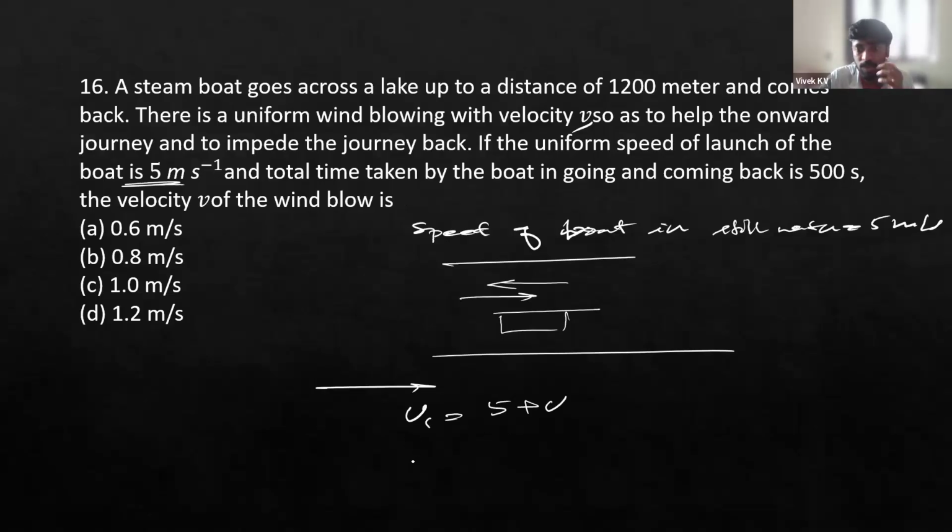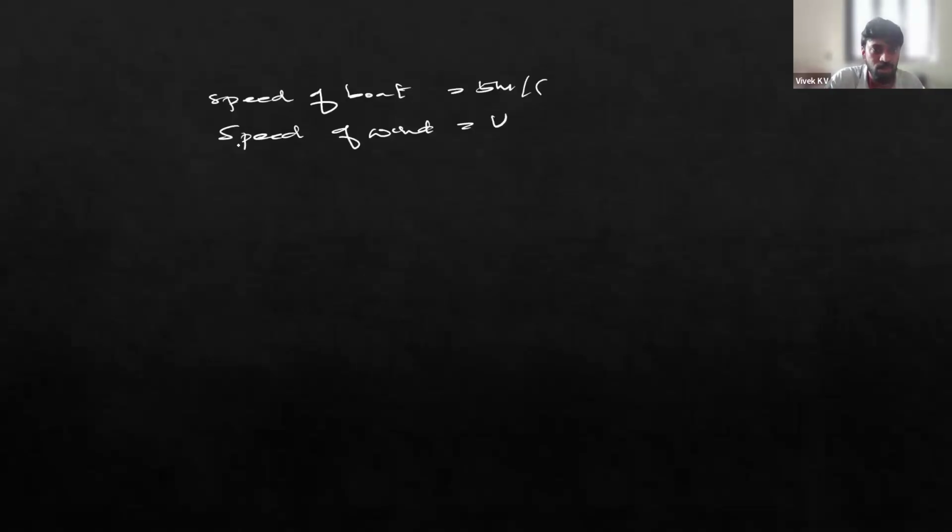Coming back, the wind is actually against the motion. So wind is impeding it. If the speed at which the boat is coming back is v2, then it is 5 minus v. So on going downstream, v1 is 5 plus v, and on going upstream, the relative velocity v2 is equal to 5 minus v.